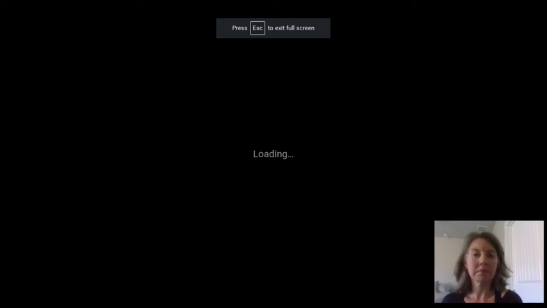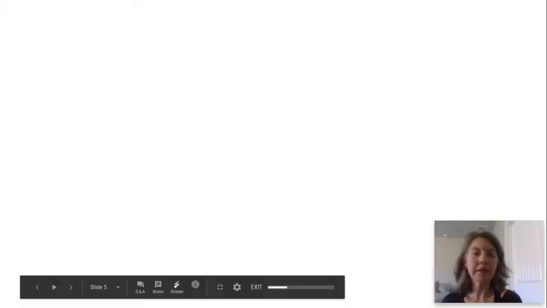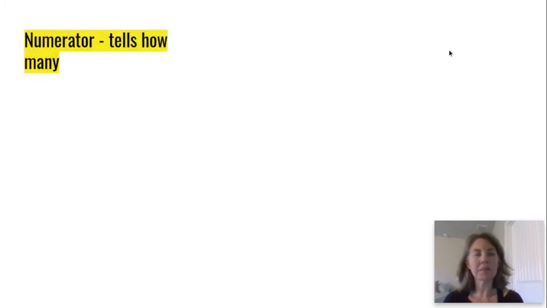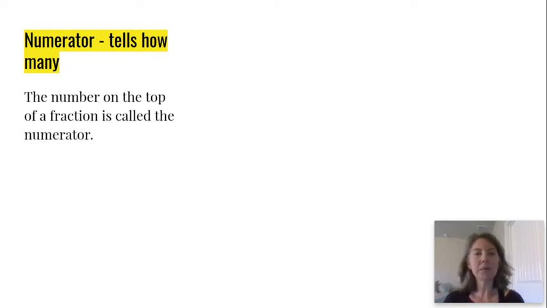Okay, guys, we are back for part 2 of our fractions. So we talked about how a fraction is measuring a part of something, or how something is divided, and it has a denominator which tells you what size it is. It also has a numerator which tells you how many there are. So the number on the top of a fraction would be the numerator, and the number on the bottom is telling you what size.